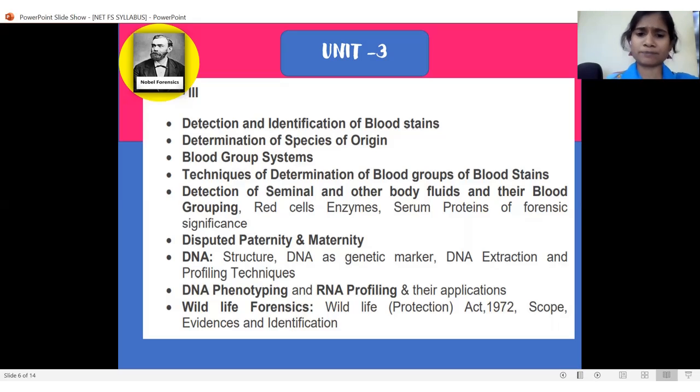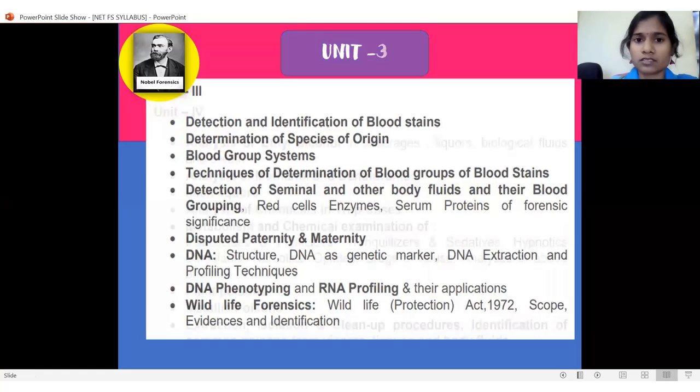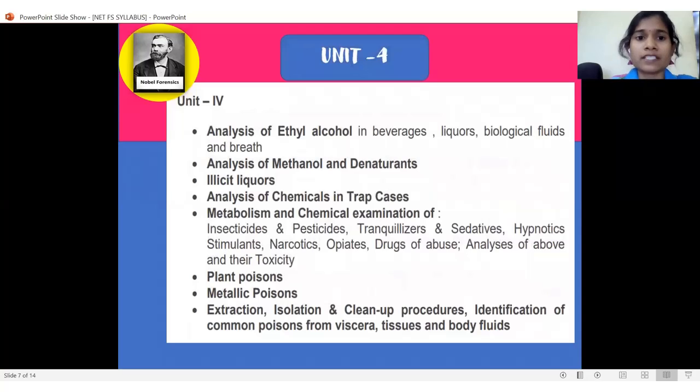Then DNA and RNA profiling. Then coming to wildlife forensics, it deals with wildlife crimes, the investigation of wildlife crimes like killing animals or illegal trafficking of wildlife plant materials. Coming to unit 4, it is all about forensic chemistry and forensic toxicology. It deals with chemicals, alcohols, drugs, poisons, and their analysis, tests using different instrumental methods and different manual methods, and also deals with the chemicals in bribe trap cases. Then poisons include plant poisons, metallic poisons, and all about these.